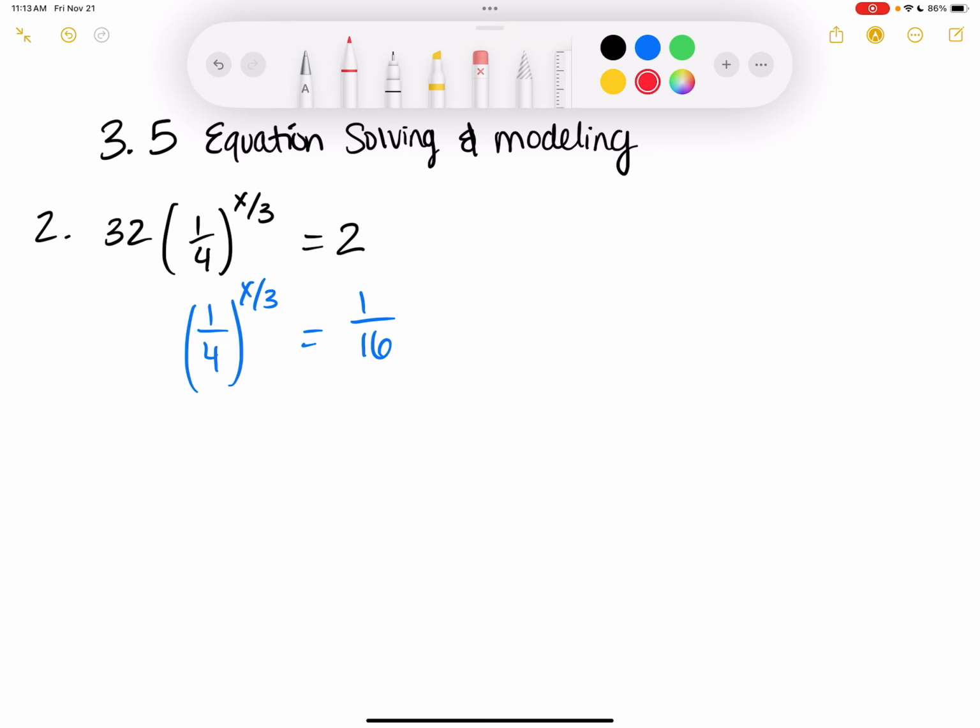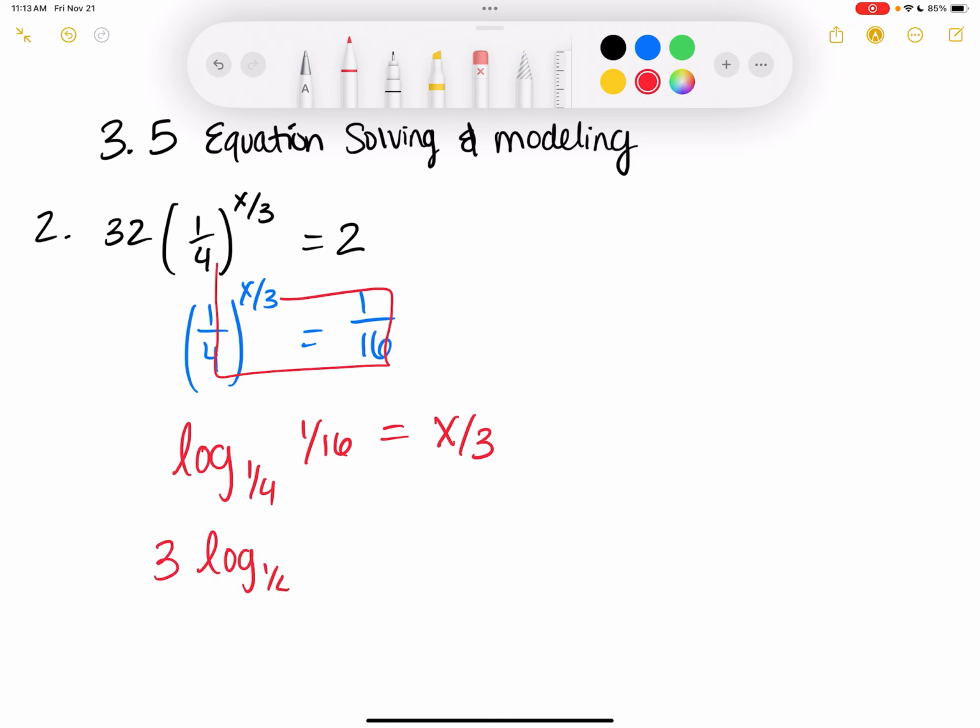So now I have an exponent up here. If I have an exponential and I need to solve, I have to use a log to do that. So we start up here, we come down, up, and over. And so I have log base 1/4 of 1/16 is equal to x over 3. And then I'm going to multiply by 3. So I have 3 times log base 1/4 of 1 over 16 equals x.